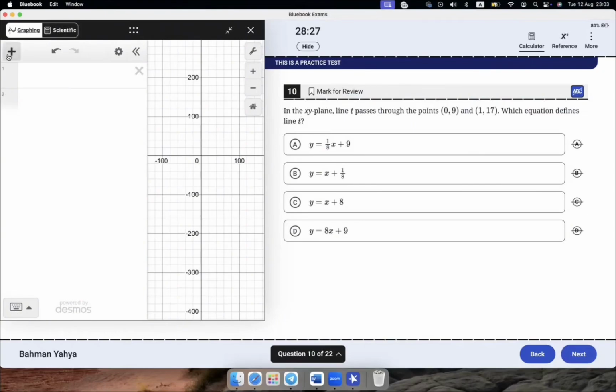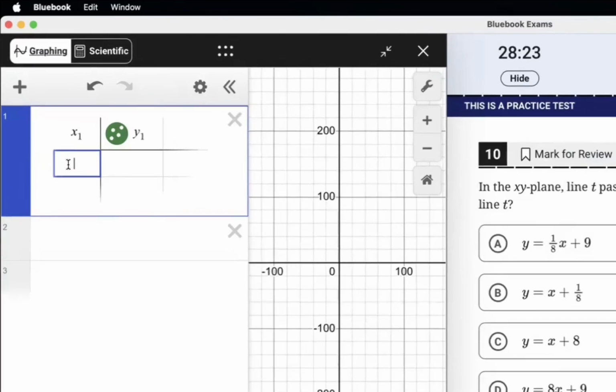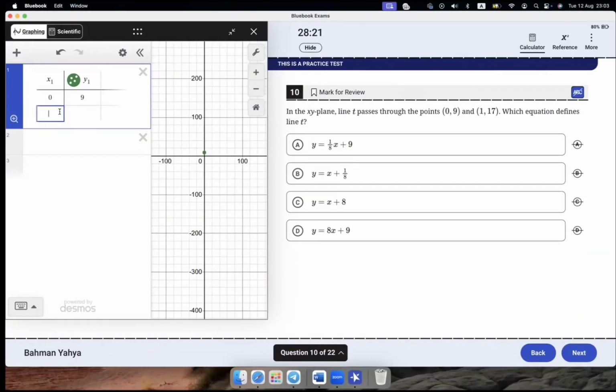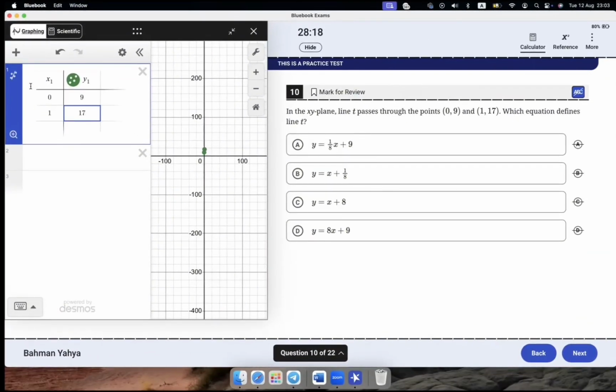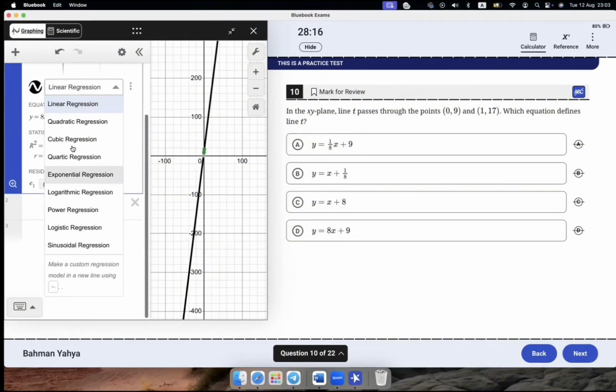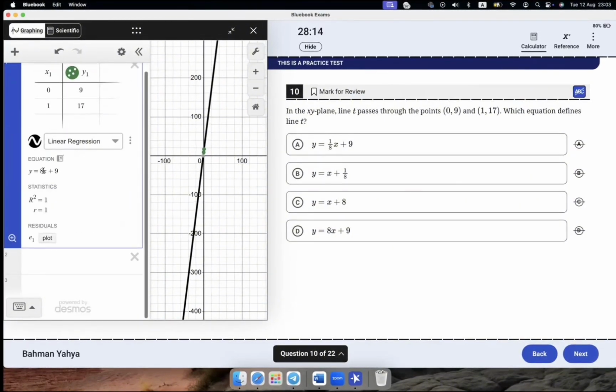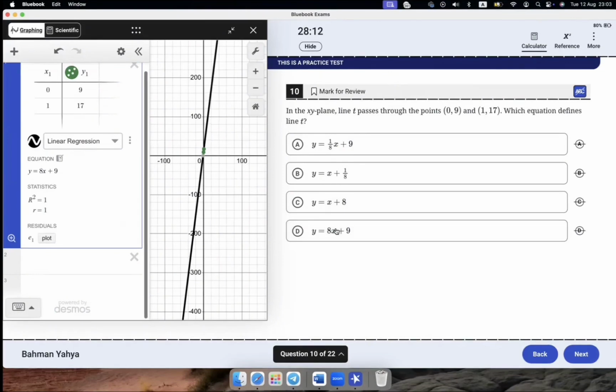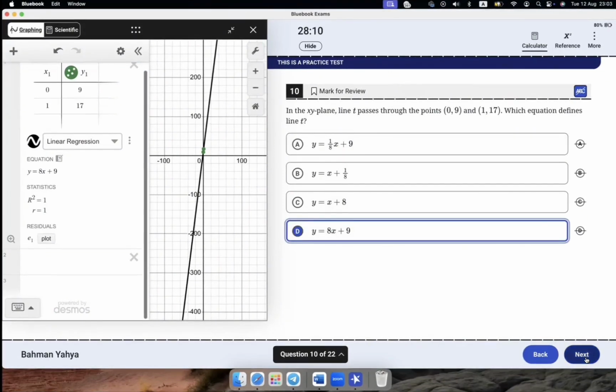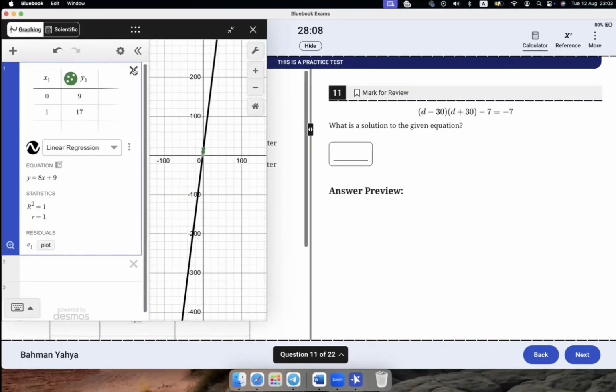For this linear equation, we can just create a table here and add the points 0 and 9, 1 and 17. And when you click this linear equation, it gives you the equation 8x plus 9. So the answer is 8x plus 9. That's easy.